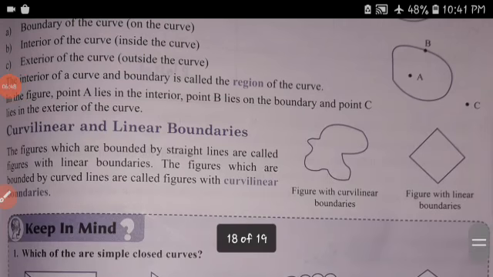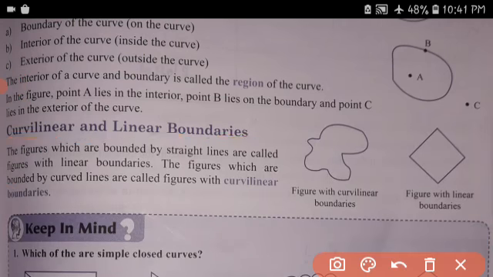Curvilinear and linear boundaries. Figures which are bounded by straight lines are called figures with linear boundaries. Figures which are bounded by curved lines are called figures with curvilinear boundaries.